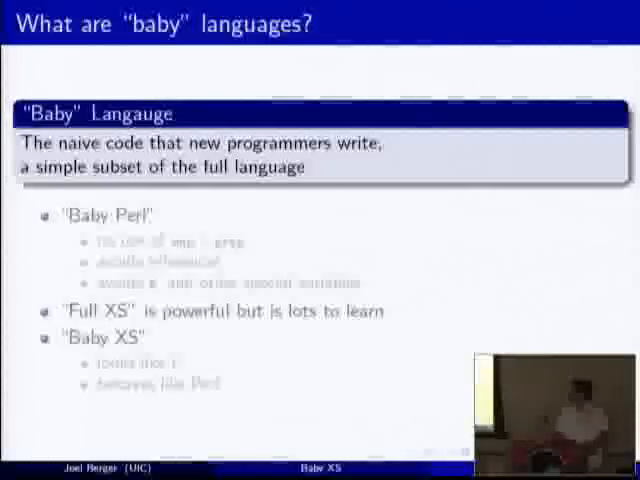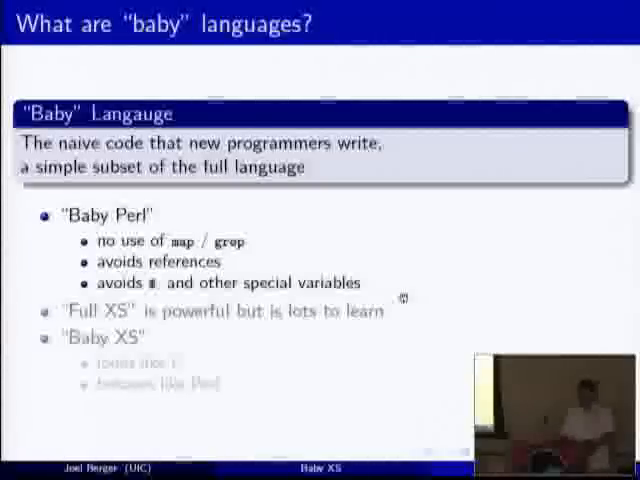So quickly, what are we going to call a baby language? Well, it's the naive code that new programmers write. It's a simple subset of the language as a whole. It's not necessarily wrong. It's just maybe not the most efficient. You've seen this on Stack Overflow, or if you're helping somebody, or maybe it's you now. It doesn't matter. Maybe you avoid some complicated things like map and grep. You don't make references unless you absolutely have to. You avoid the special variables. But it's really Perl, it's just not big Perl.